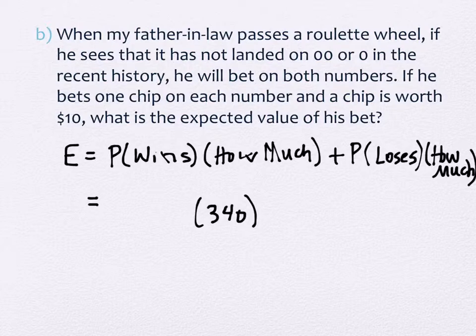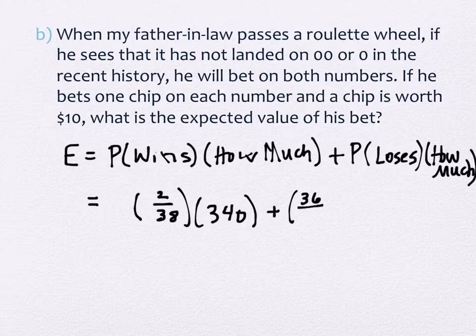All right, what is the probability that he wins? That was 2 out of 38, which we could reduce if we wanted to. But yeah, it was the 2 out of 38 that we looked at on the previous slide, right? Okay. Now, what is the probability he loses? 36 out of 38. If he loses, what is the change in his chip stack?